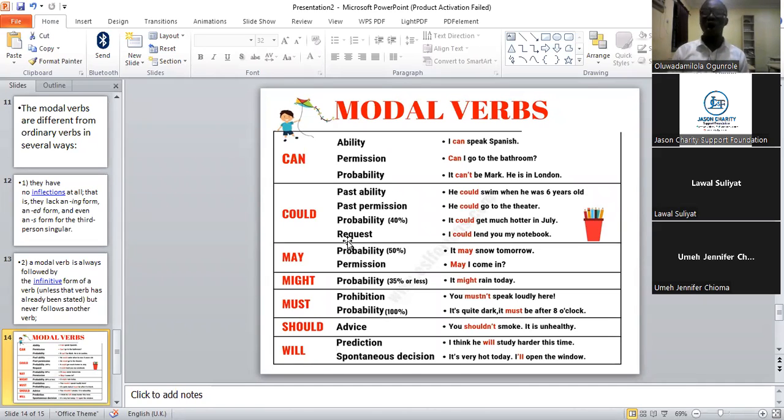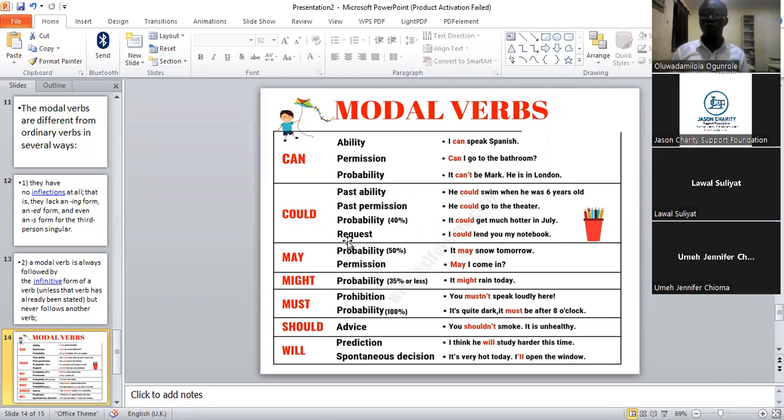And if you want to use it on probability, yes, it's quite dark. It must be after 8 o'clock. So now this person is talking about the probability of what time, but there's a notion of certainty when we have must there. Now you can see that we are talking about a probability of 100%. So there's a notion of certainty on that as used in that sentence. It is quite dark, so definitely it means we must be around 8 o'clock or some minutes or some hours after 8 o'clock. So that is what must is doing there.